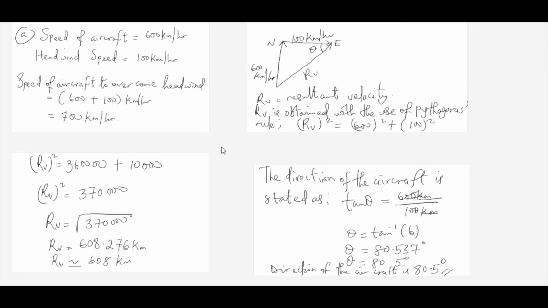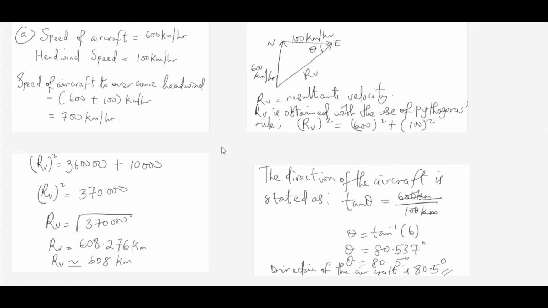Now, if the aircraft is heading northwards at 600 km per hour and another wind is moving eastward at 100 km per hour, that means we must find the resultant velocity. And how do we get this resultant velocity? By obeying the law of Pythagoras' theorem, or the rule governing vector addition.